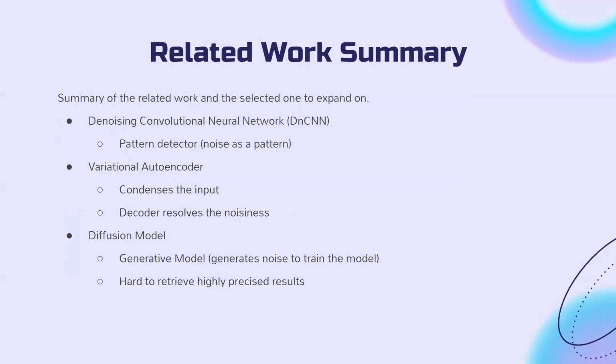So we had three models that actually solved the same problem, one of which was the denoising convolutional neural network. That uses the idea of a pattern detector, and it detects noise as a pattern. The variational autoencoder condenses the input into something small, and then it resolves this and passes it to the decoder in order to have it at a bigger size as the output. The diffusion model is a kind of generative model which generates noise in high resolution images in order to train the model, and then it resolves the noise in order to have the high resolution output.